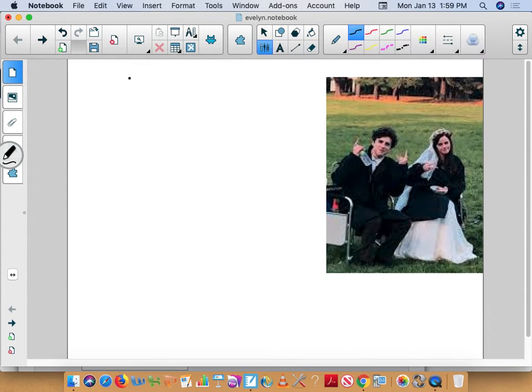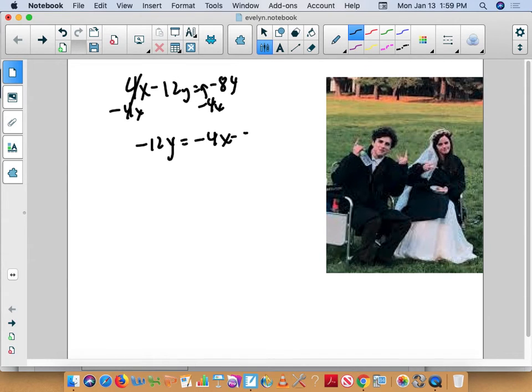Okay, so it was 4x minus 12y equals negative 84. All right, same process, so I'm going to subtract the 4x, and I'm going to squeeze it right in there in front of the negative 84. So I have negative 12y equals negative 4x minus 84. Then I'm going to divide by negative 12.